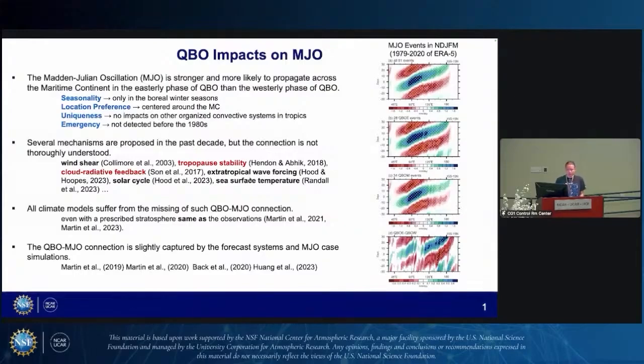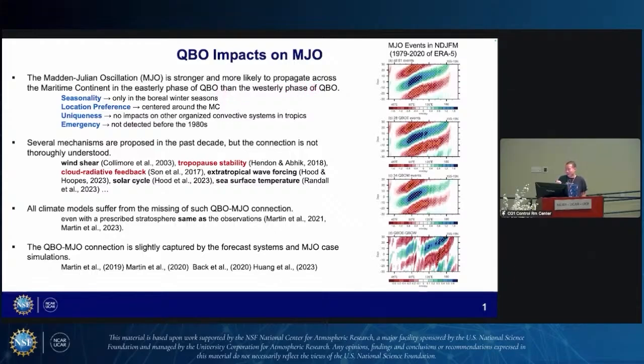The QBO was found to have very significant impacts on the MJO, nearly 10 years ago. If you look at the MJO propagation amplitude, and if you define the QBO at the 50 hectopascal level, you will find the MJO tends to be stronger and more likely to propagate across the maritime continent in the QBO easterly season than the QBO westerly season.